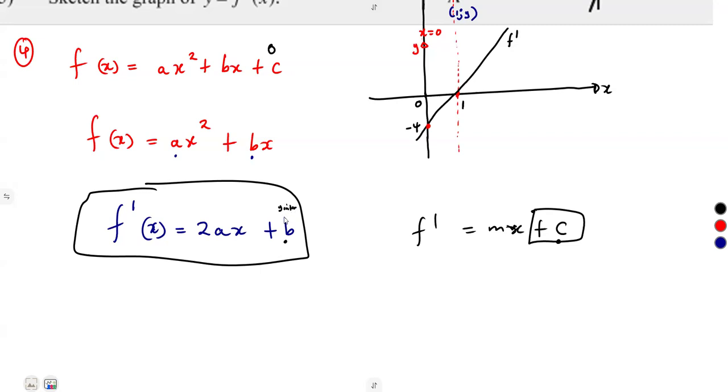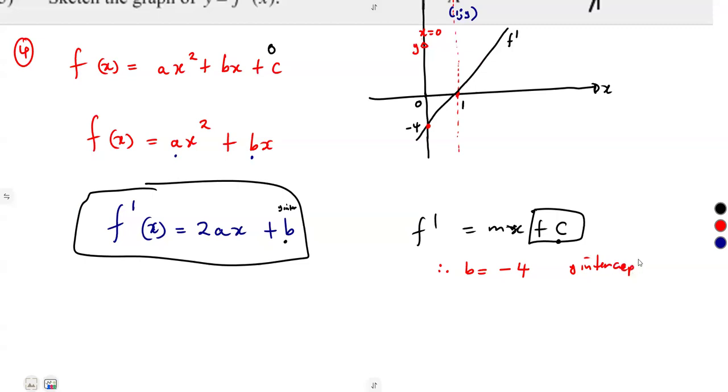So automatically, from this understanding of the graph, the first derivative is a linear function and its y-intercept is going to be the value of b. Well, that is your y-intercept. So therefore, automatically here, b is equal to -4. That's the y-intercept.